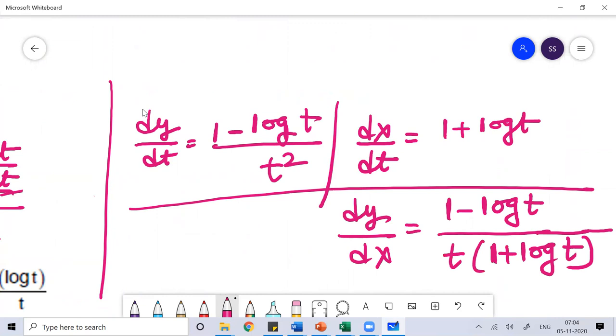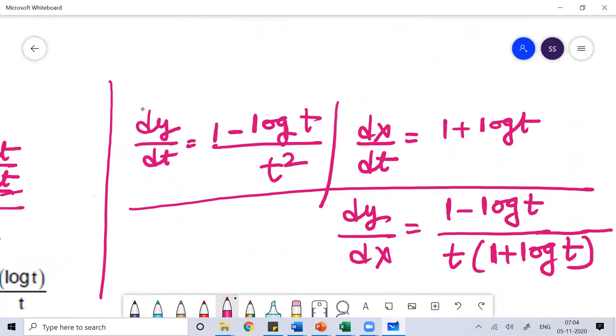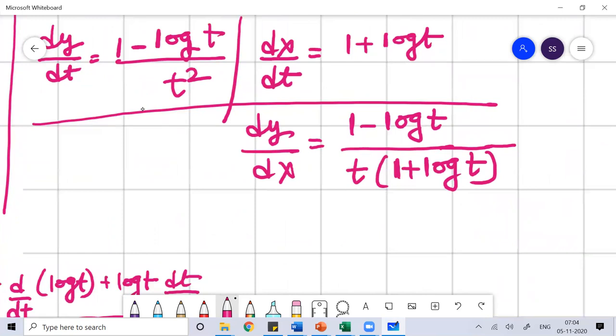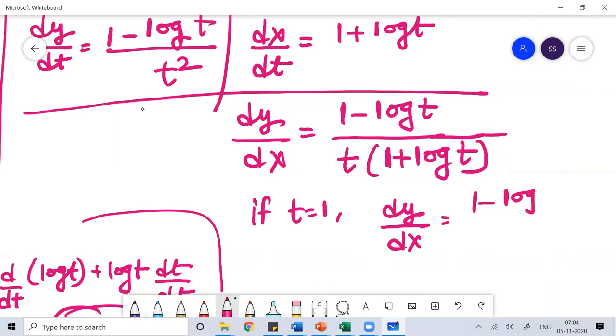Now here they are telling us to do the differentiation of dy by dx at x equal to 1. So x equal to 1 means they're talking about t. If t equal to 1 here, so here the x is the variable; I'm considering the variable as t. So this would be 1 minus log 1 divided by 1 into 1 plus log 1.